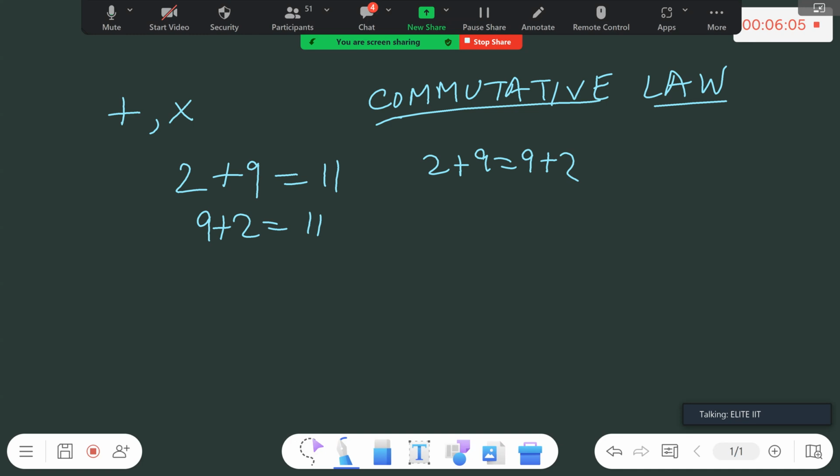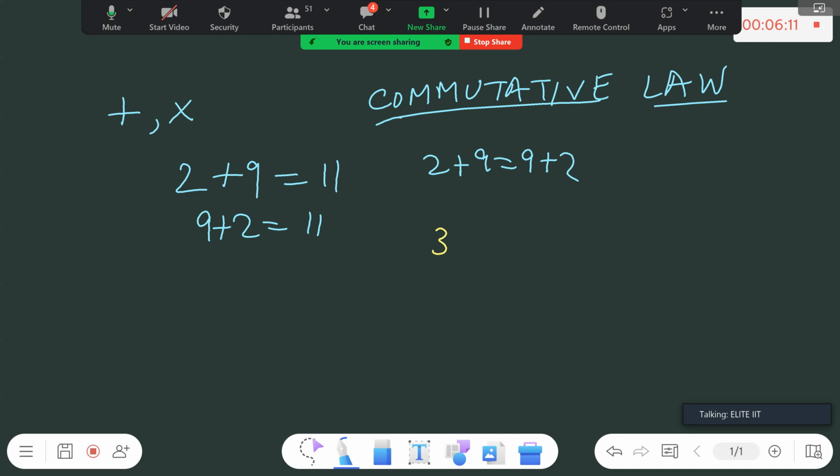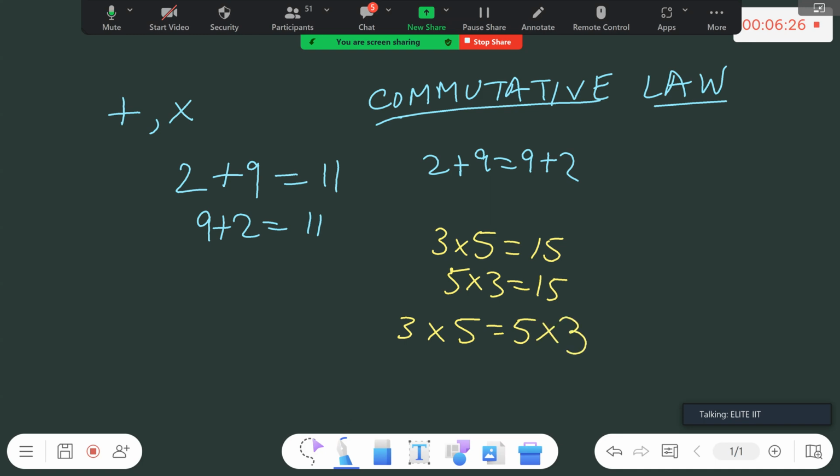Same if I do multiplication. In case of multiplication, suppose 3 into 5. What is 3 into 5? 15. And what is 5 into 3? 15. So both are equal. It doesn't matter in what order you write, multiplication is also commutative. Next you have associative law.